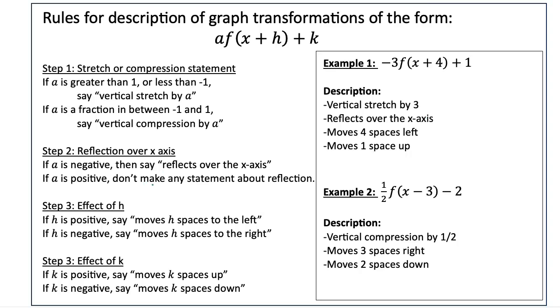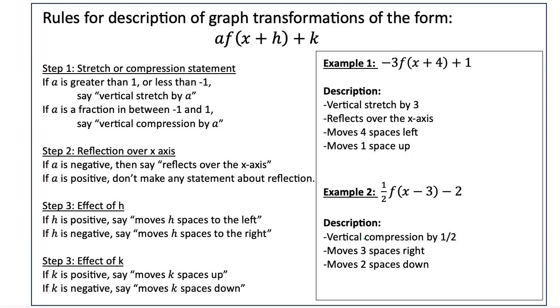So rule 2, reflection over the axis. Again, if a is negative, reflect over the axis. If a is positive, you don't need to say anything about that. Now the effect of h. If h is positive, in this form, meaning if you're adding a number inside the parenthesis, say move h spaces to the left. So here we plus 4, we move 4 spaces to the left. If you had said -4, you'd move 4 spaces to the right. Now the effect of k, that number on the end, if it's positive, you move it up. Negative, you move that many spaces down.